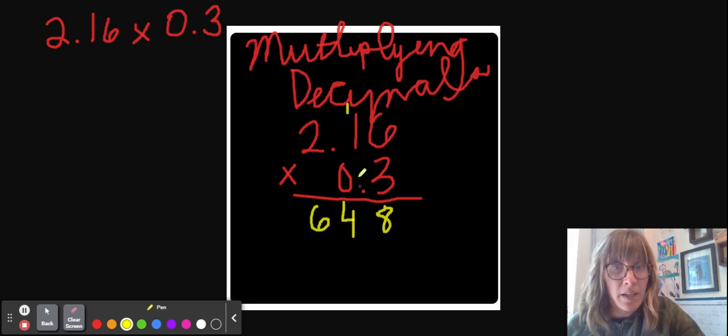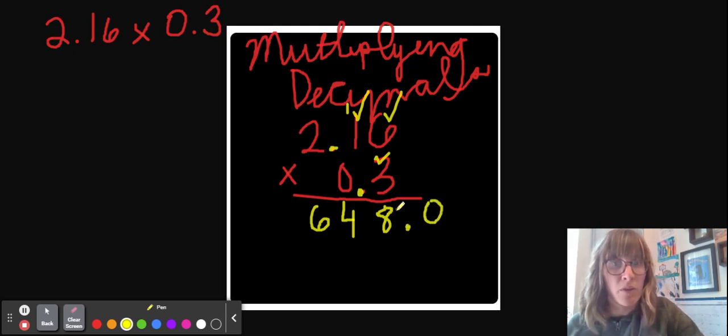So what's going to happen is we're going to count up how many digits were behind the decimals in the original problem. So here is an original problem decimal and original problem decimal. We count up the digits. We have a 1, we have a 6, that's 2 digits. We have a 3 behind the decimal, that's 3 digits. So we're going to end up moving our decimal, because this is really a 648.0. We're going to move it one place value spot back.